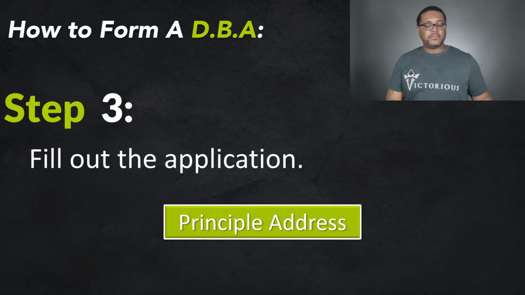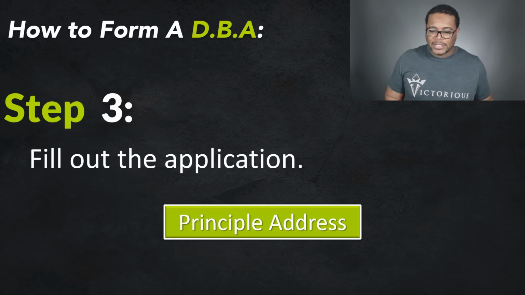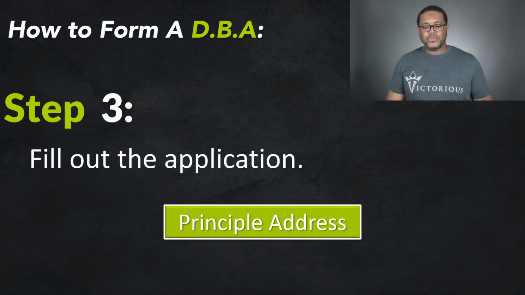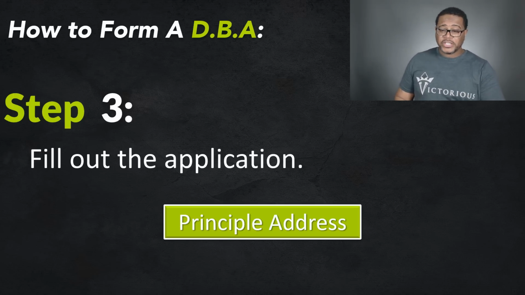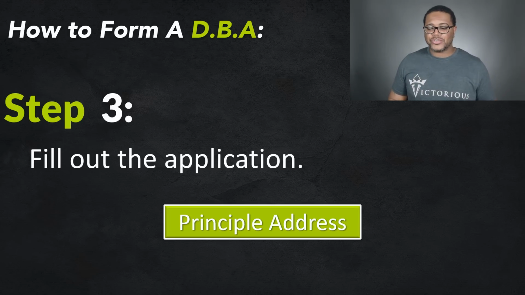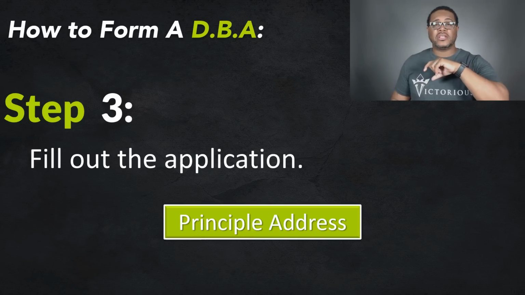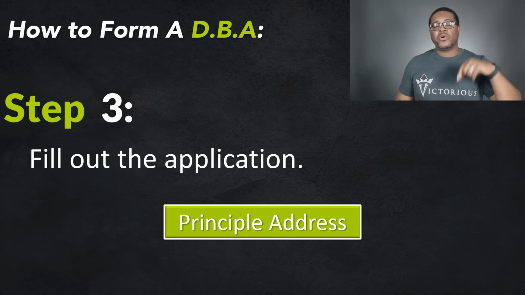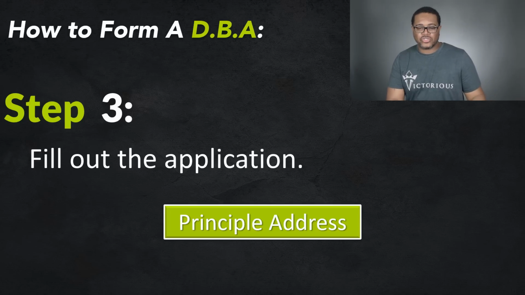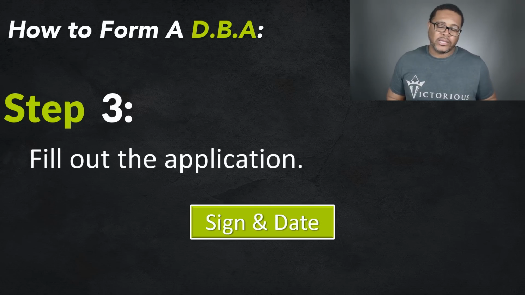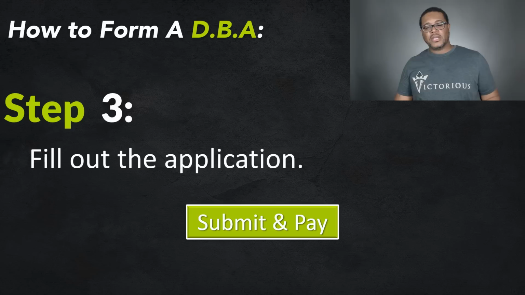Another part of the application is the principal address. Why? Because most likely they will want to know where the principal place of business is going to be. If you operate from your home, then use your home address. If you are an out-of-state corporation or LLC, then list the address where the business is going to be operating within that jurisdiction, not the address as to where the corporation or the LLC is in the home state. They want to know where it's going to be operating in that particular jurisdiction. Of course, you want to sign and date it. That's what makes it official. So do that there. And then you submit and pay.